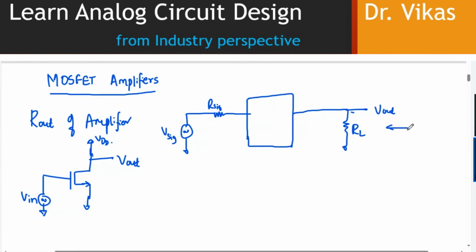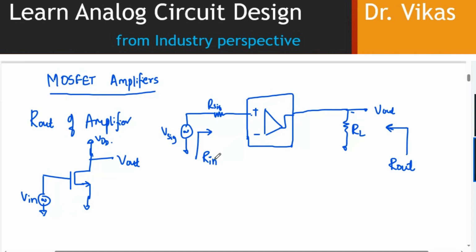So if I try to look from the output side and want to calculate the resistance, all the resistance that are seen from the output side are specifically termed as the output resistance. And similarly, if I just look from the input side where my input signal is being applied, and if I see through the amplifier, this will be my amplifier. If I see through the amplifier, whatever resistance I'm able to see, those are basically your input resistance.